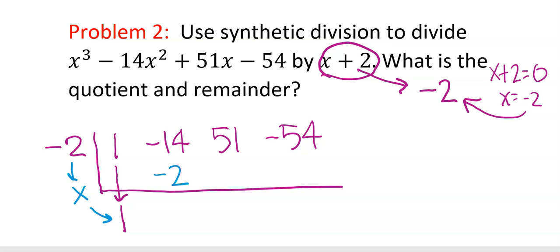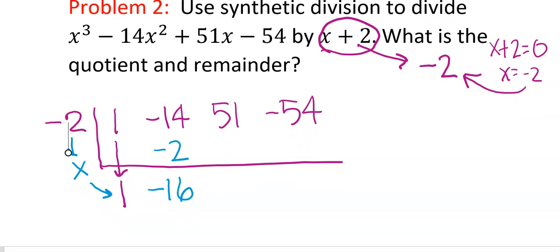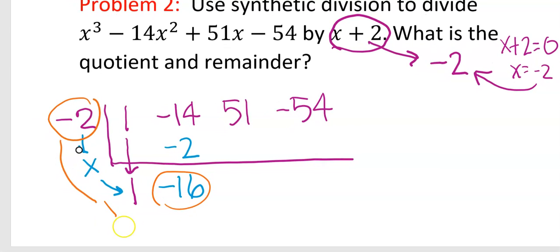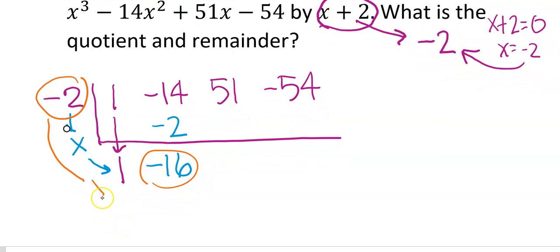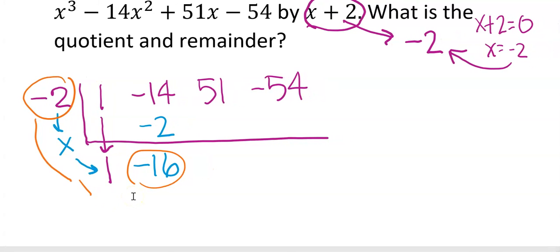Then you add the numbers. What is -14 plus -2? -16. Okay, now I'm going to change colors so that you can stick with me here. We're going to do that same process again. So now I'm going to do these 2. What is this one times this one? Oops. Hold on. It wants to move me here.